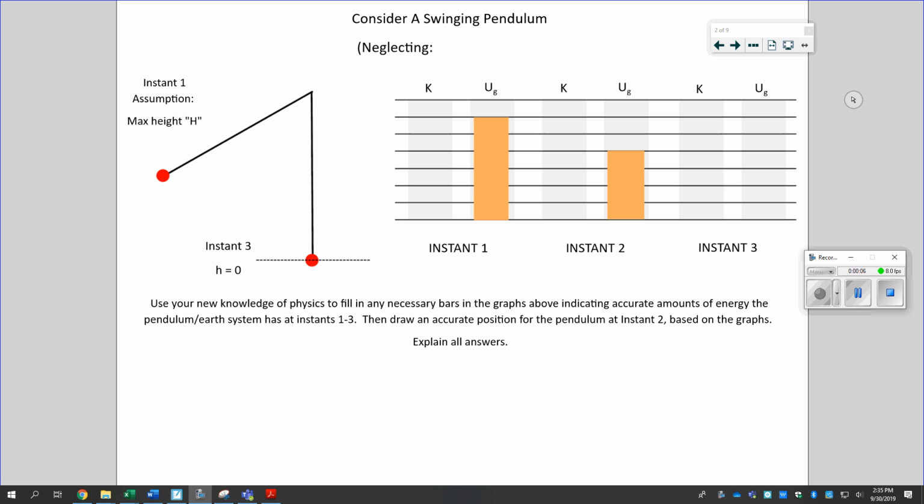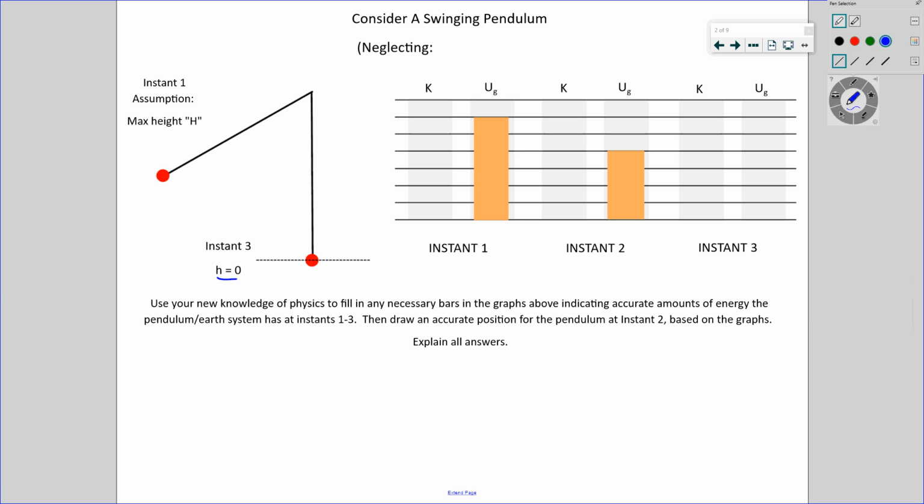Sorry, that was weird. Let's talk about a swinging pendulum. All right, we're going to look at three instants. Instant 1, left side of the slide, we are assuming this thing is at a maximum height that we're going to call h, as measured from, as you can note in the diagram via instant 3, here's h0. So this height is h.